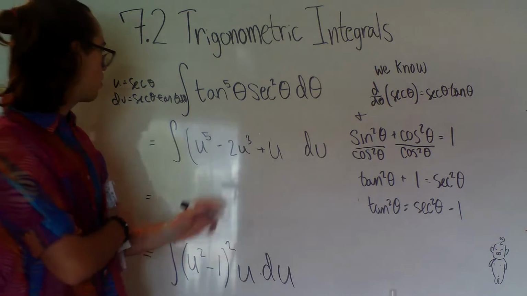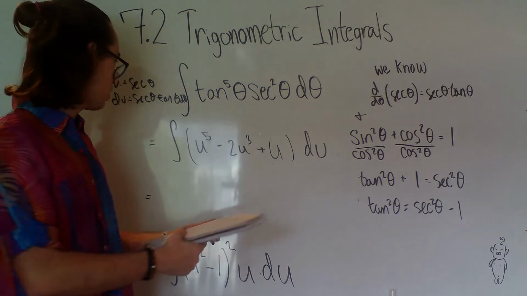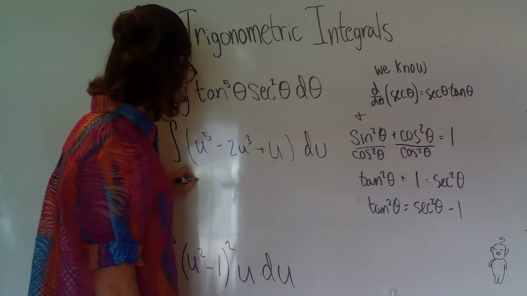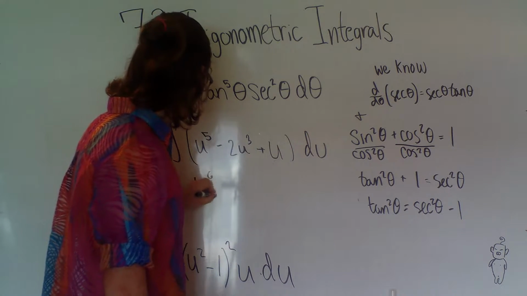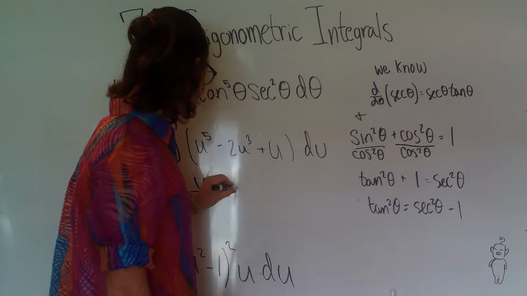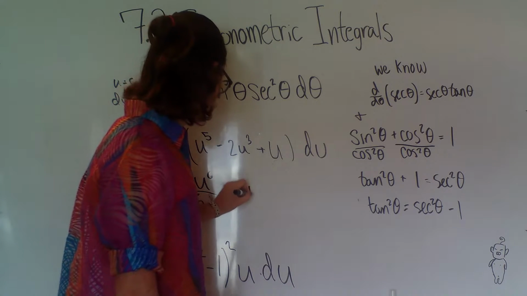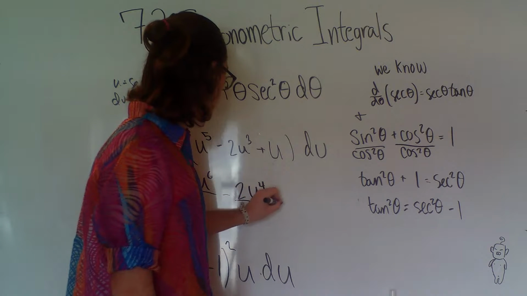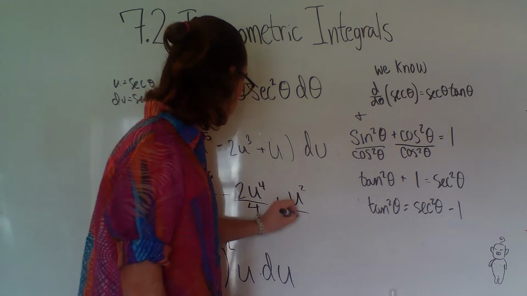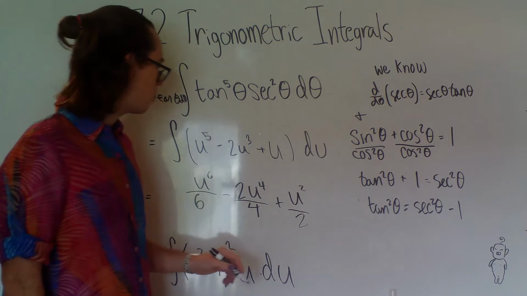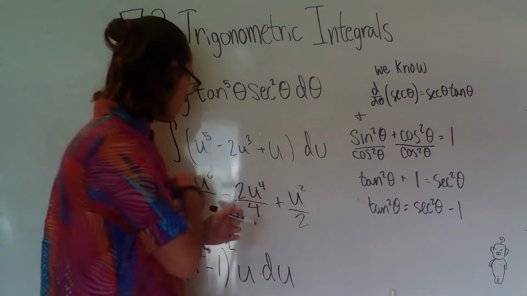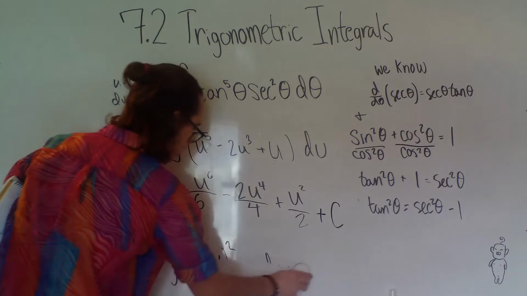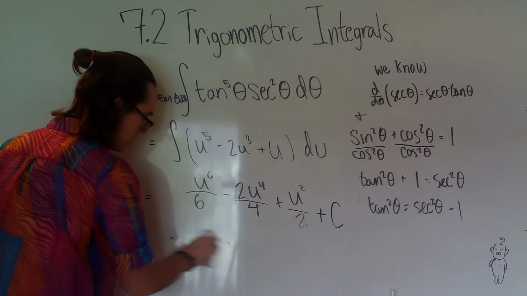So, we have that, and we just do the integration, and we get u to the 6th over 6 minus 2u to the 4th over 4 plus u squared over 2, plus c, and then we just plug in whatever we needed to plug in based off our u's.